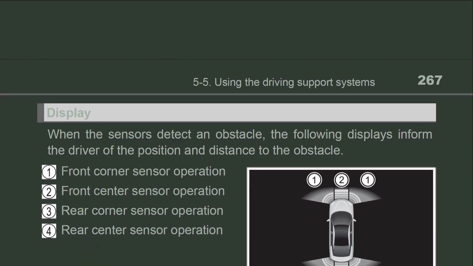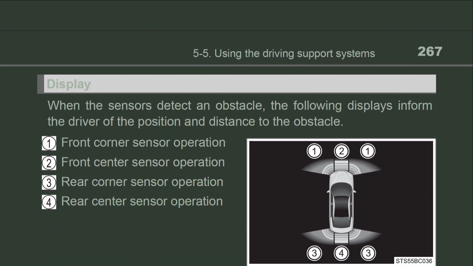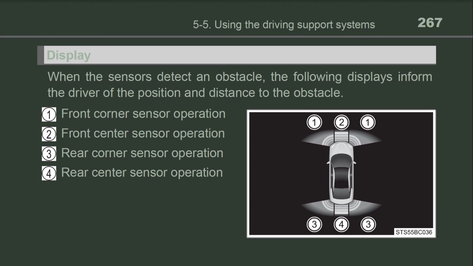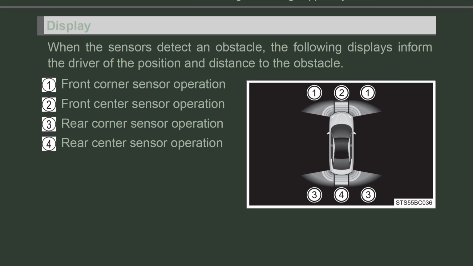5-5. Using the driving support systems. 267. When the sensors detect an obstacle, the following displays inform the driver of the position and distance to the obstacle. Front corner sensor operation, front center sensor operation, rear corner sensor operation, rear center sensor operation.